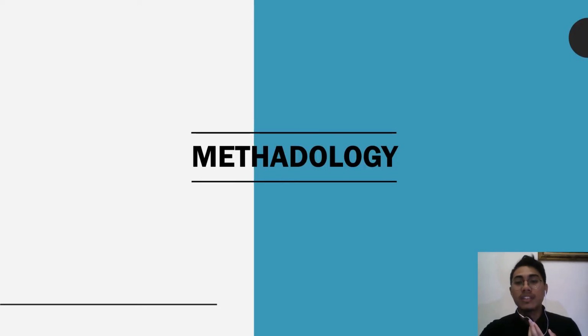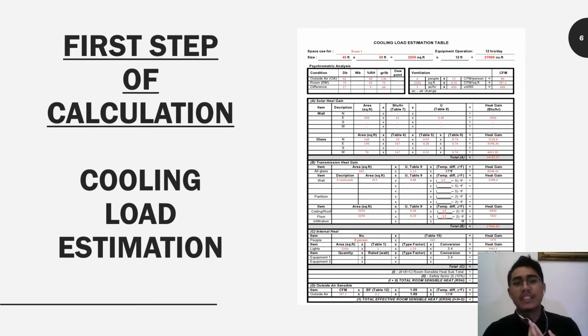Okay, methodology. This is the first step of calculation, which is cooling load estimation. So for the first step, we need to calculate the cooling load estimation. To continue for the next calculation, we need to identify the specification of the building, so we can calculate the cooling load estimation.